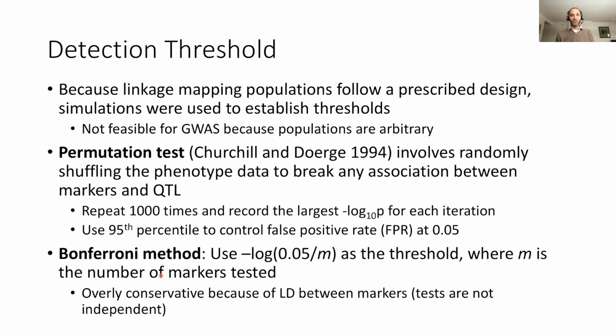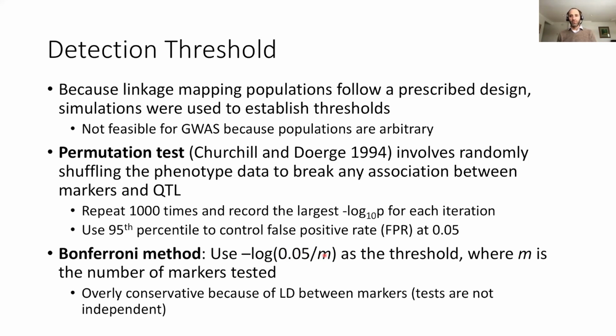But there is a function to do that within the GWASpoly software. And as an approximation to that, you can use other methods, the most common being a Bonferroni type of correction. I think most of you probably are familiar with this. Bonferroni means take your desired significance level divided by the number of tests that you want to do. In this case, since we're talking about minus log p, that would be your threshold.